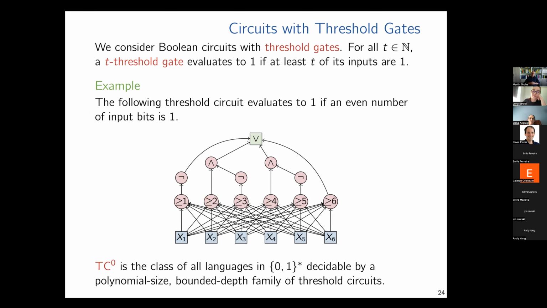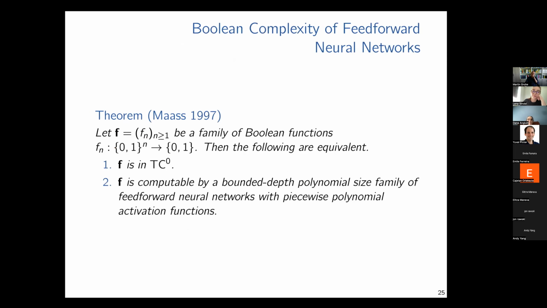TC0 is the class of all languages decidable by a polynomial size bounded depth family of threshold circuits, or you can say the class of all Boolean functions. Okay, and that's the class we're interested in. And for me, the starting point to this is work by Wolfgang Maass from the 1990s.